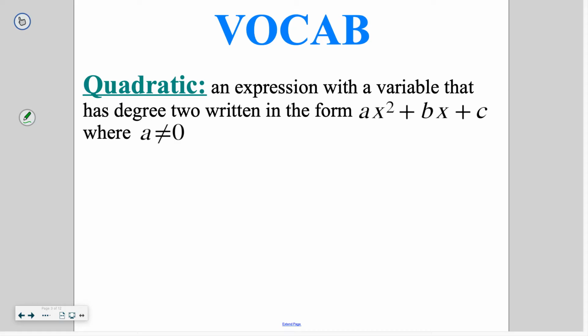So a quadratic is an expression with a variable that has a degree 2, so that means your highest exponent is 2, and it's written in the form ax squared plus bx plus c, where a can't equal 0. In today's lesson, we're focusing on what happens when that a coefficient is equal to 1. Since it's equal to 1, we don't have to write it. So that's what we're focusing on today.